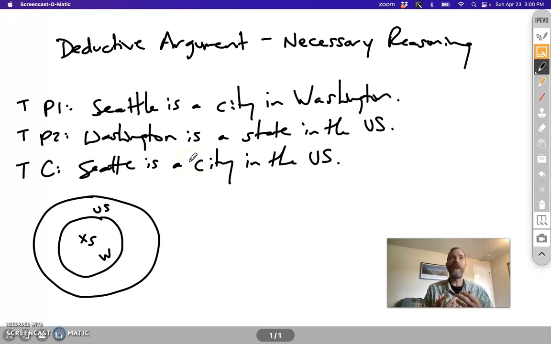When an argument is arguing for the probability of the conclusion, then we have a different kind of argument that we're going to learn about later. But when the argument is that the conclusion follows necessarily from the premises, then we are dealing with a deductive argument.